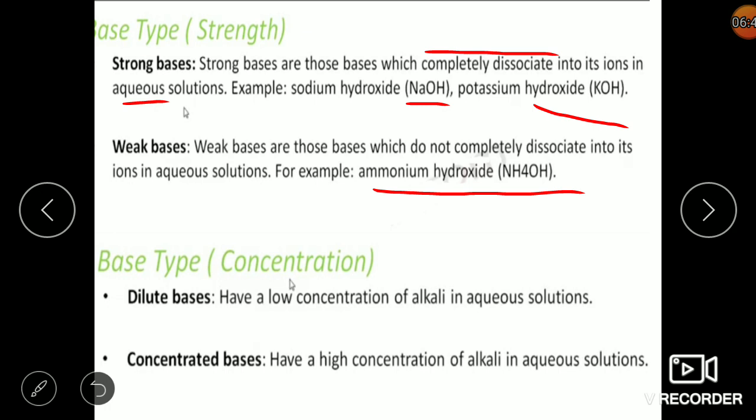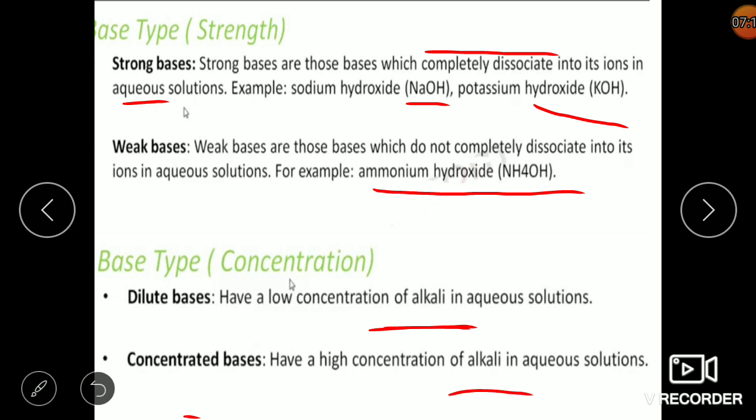If you remember, based on concentration, we got two types of acid, dilute acid and concentrated acid. Same is the case with base. So here also we get two types, dilute base and concentrated base. Now dilute base is what? They have a low concentration of alkali in the solution. The term alkali must be new to you. I'll explain it. Then concentrated base has a high concentration of alkali in aqueous solution.